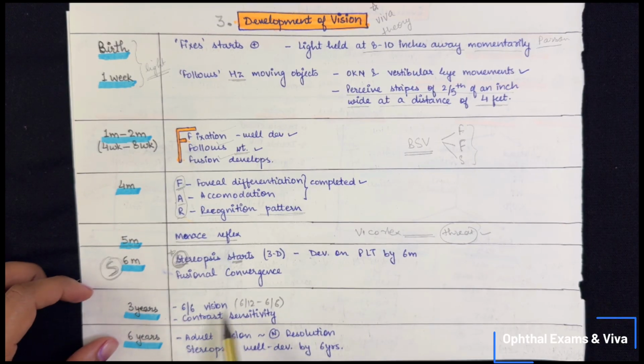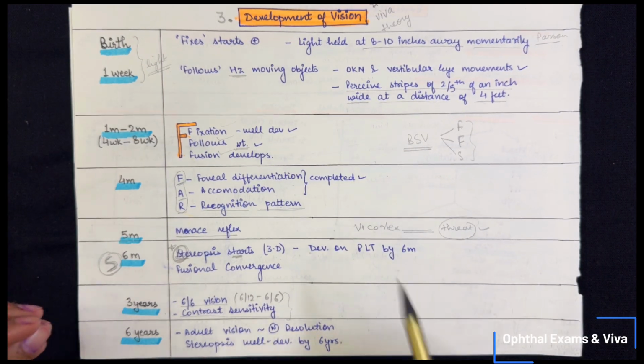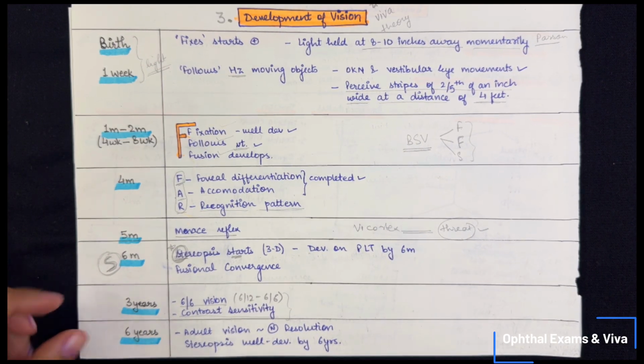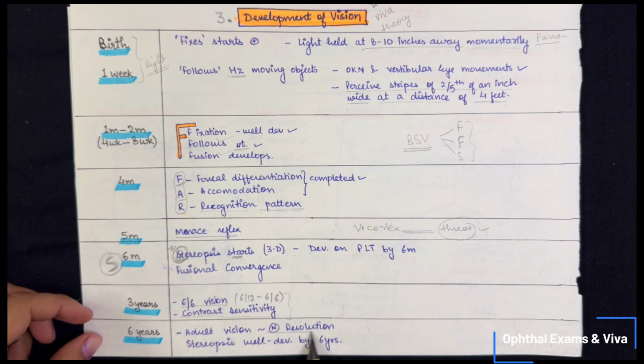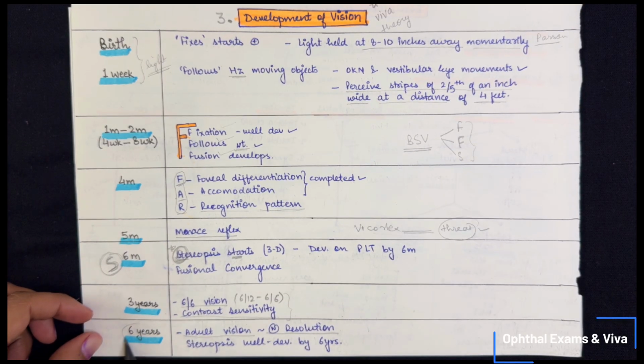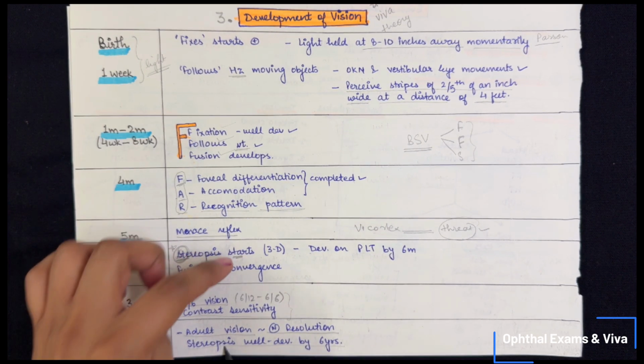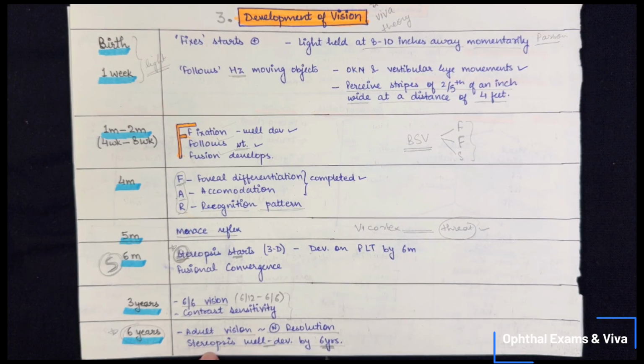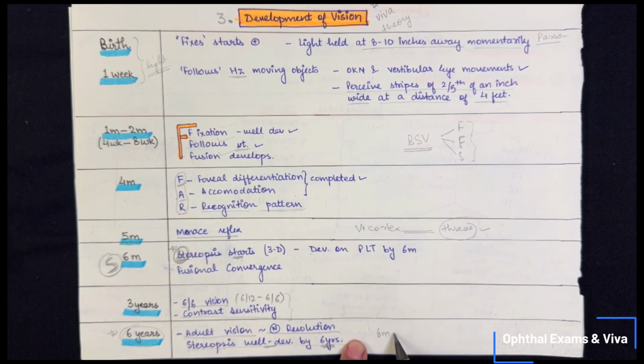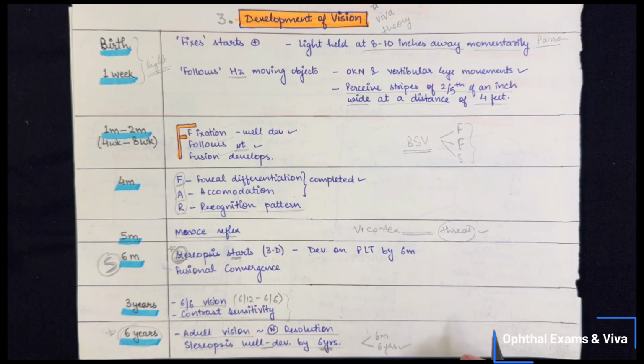By 3 years, vision is 6/6 with contrast sensitivity. So the child develops vision by 3 years, but the actual normal resolution like adult vision comes by 6 years, and stereopsis also gets well developed by 6 years. So you remember for stereopsis that it starts by 6 months, but it is well developed by 6 years. So 6 months stereopsis starts, but by 6 years it is completely formed.